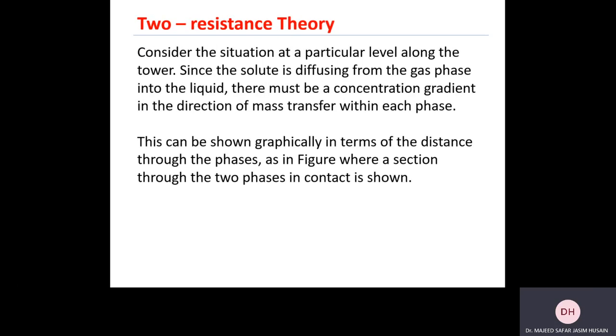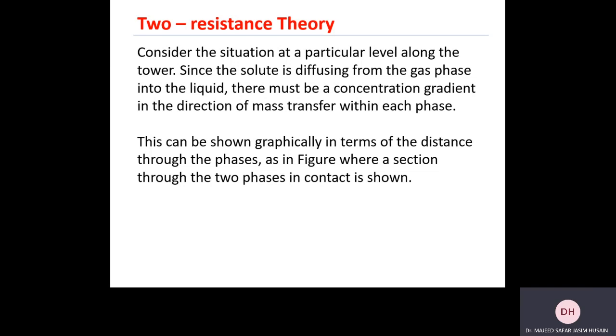So consider now a situation at a particular level along the tower. Now you decide to make an experiment and you choose any elevation, any distance. Since the solute is diffusing from the gas phase into the liquid, there must be a concentration gradient in the direction of mass transfer within each phase. Now we have ammonia going into the liquid. So there is mass transfer of ammonia from the gas phase to the liquid phase. That means there is mass transfer, and that means there is a concentration gradient.